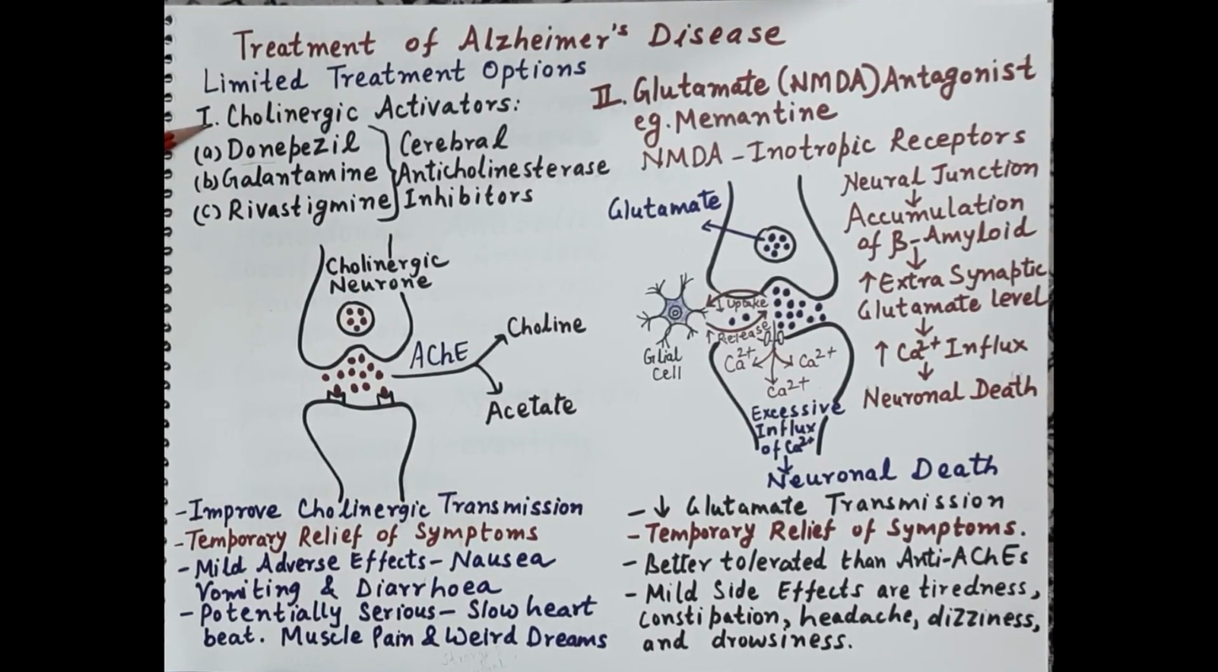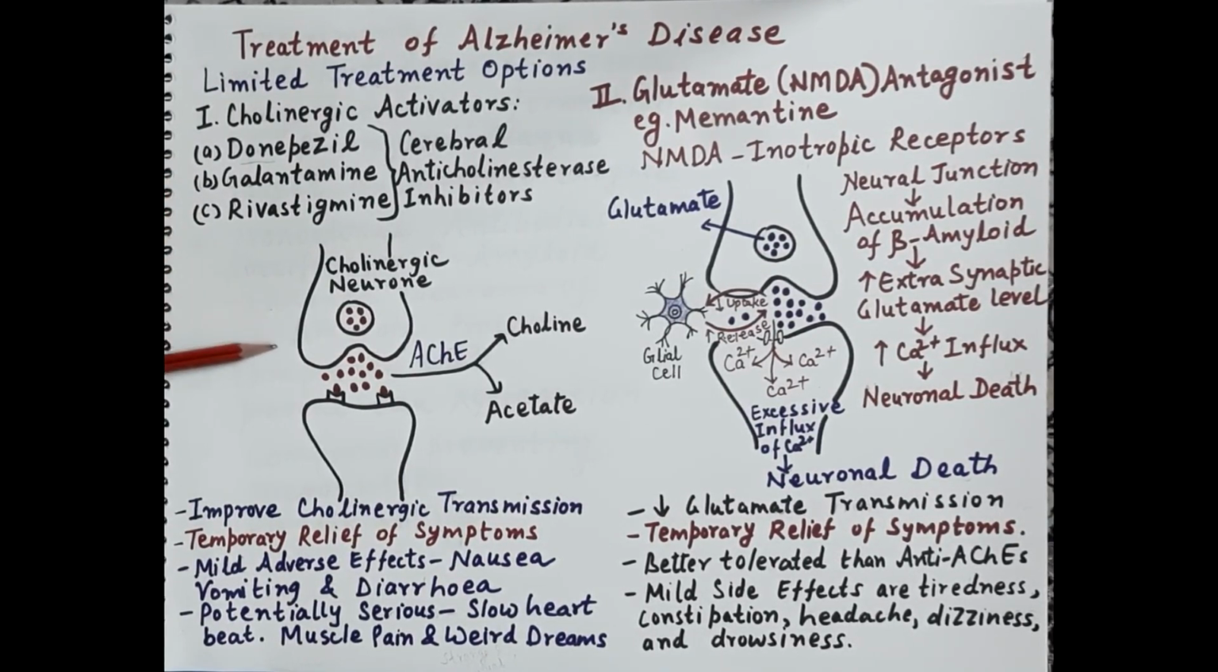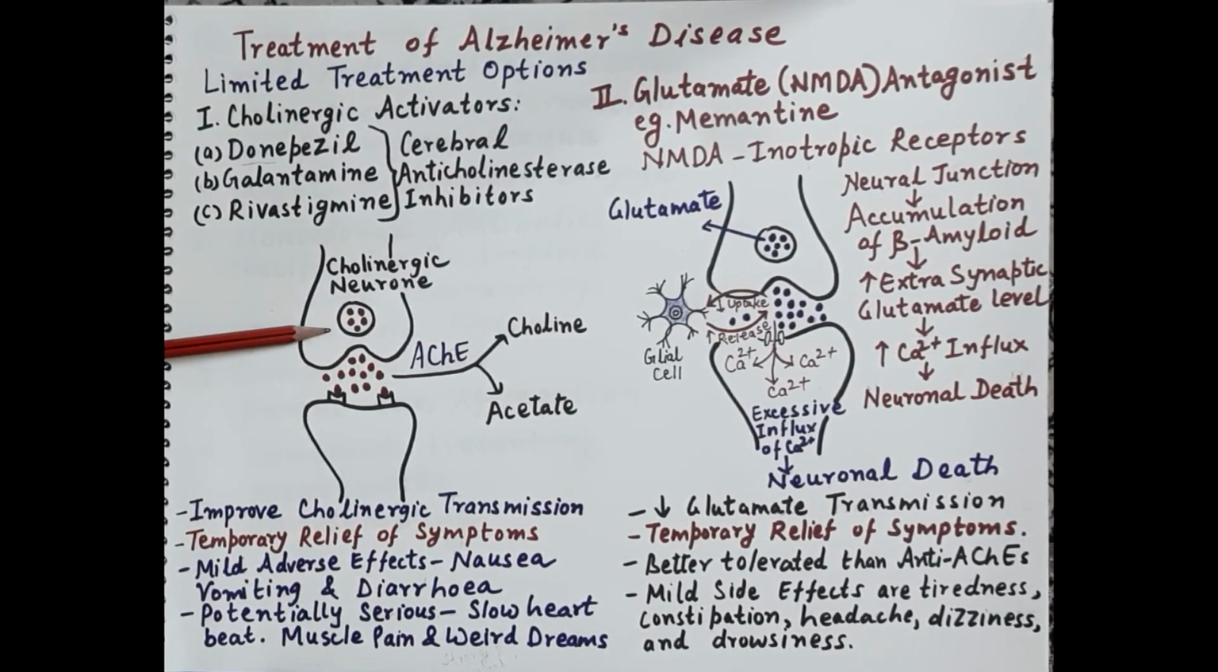and under this category we have drugs like donepezil, galantamine, rivastigmine. All these drugs are the cerebral anticholinesterase inhibitors. Now this is the diagram that shows presynaptic neuron and postsynaptic neuron. This is a cholinergic neuron. When this nerve cell gets depolarized, acetylcholine is released. Acetylcholine binds to its receptors, and after that acetylcholine is degraded by the enzyme acetylcholinesterase.